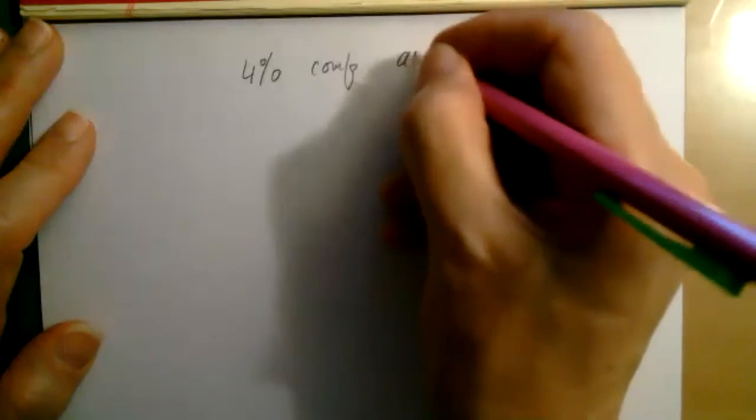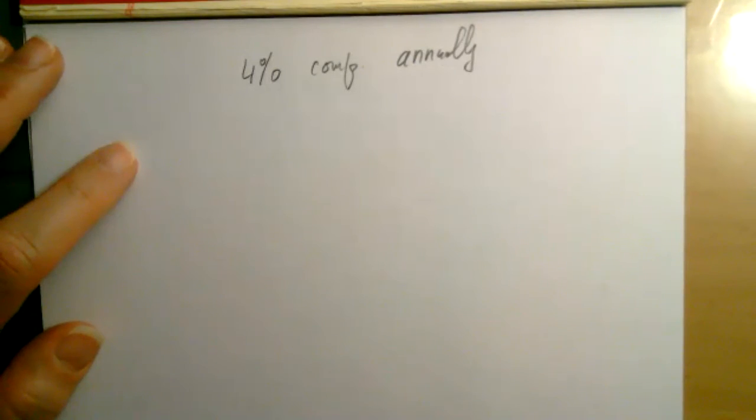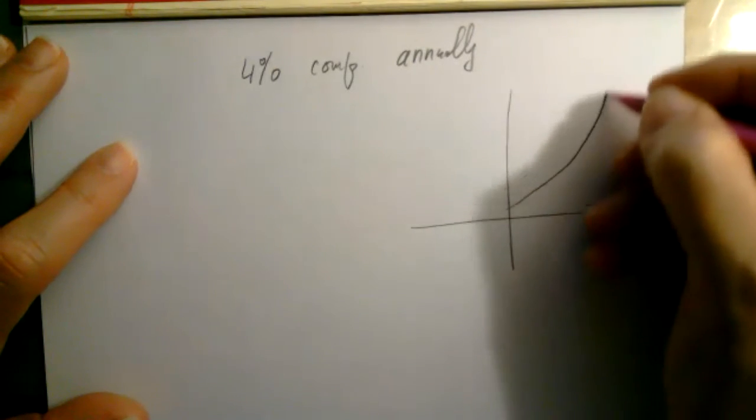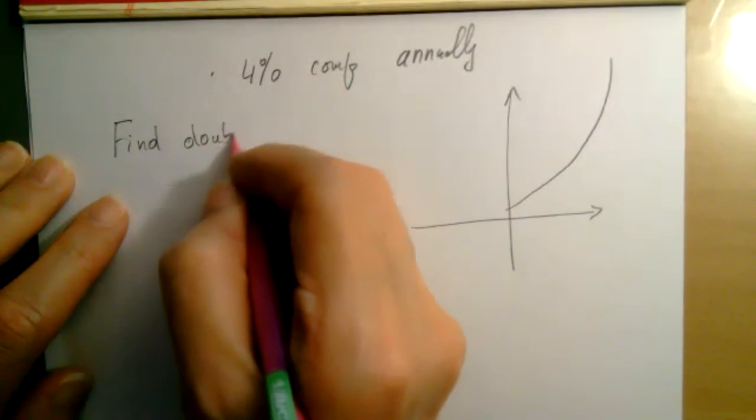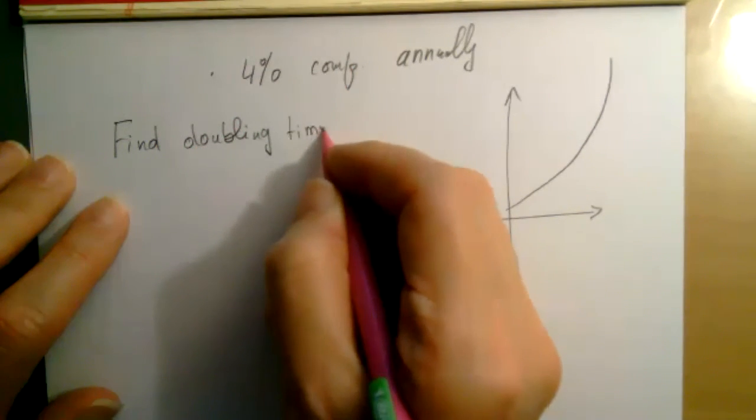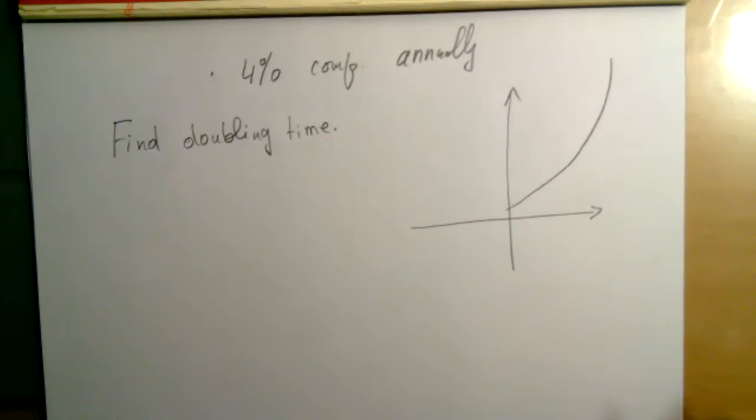Now I have another problem for you, again with the doubling time. In this problem, I did not give you the initial value. Joe invests his money in a bank that pays 4% compounded annually. Let's not worry about continuous, it's the same scenario. He invested money and the money is growing. My question is, find the doubling time. Be careful, I did not give you the initial value. I just gave you the rate, and I'm asking you about the doubling time.